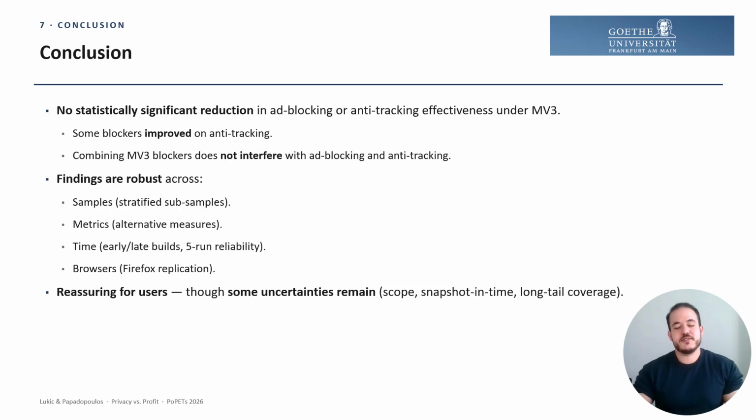In conclusion, we don't find a statistically significant reduction in ad blocking or anti-tracking effectiveness under MV3. Some blockers even improve anti-tracking, and running several ad blockers in our MV3 Plus instance simultaneously does not hinder the individual capability. Our findings are robust across samples, metrics, times, and browsers, and they show that ad blocker developers have successfully adapted to the Manifest version 3 update and the challenges that have come with it. Even though there are some uncertainties that remain, overall our results are reassuring for users that depend on ad blocking extensions to protect their privacy.